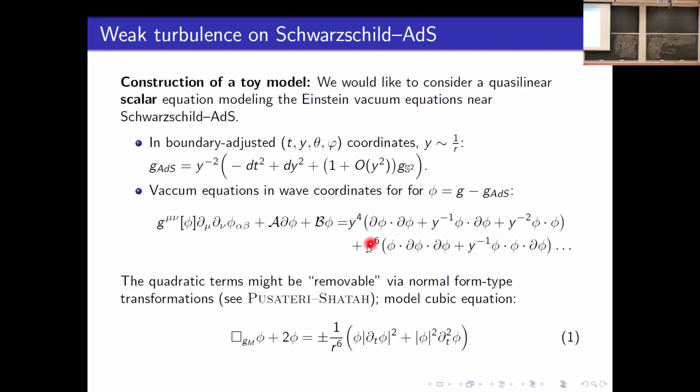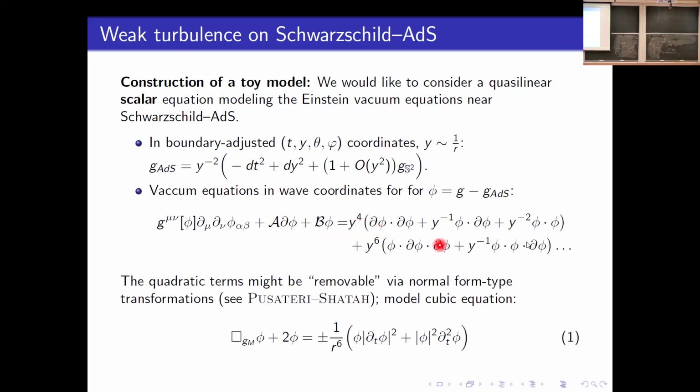Notice this power of y here. y equals 0 is the boundary. This is r star in the notation of Olivier. Because the AdS metric blows up near infinity, infinity is conformal, it's not regular. This introduces in front of the nonlinear terms these degeneracies.